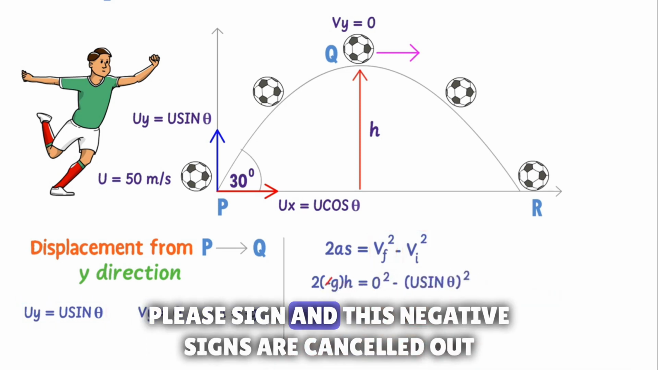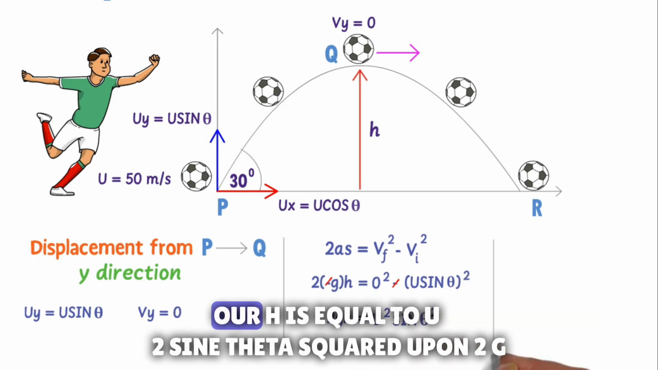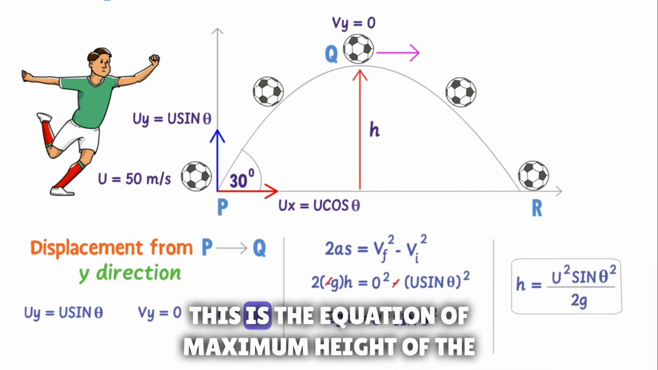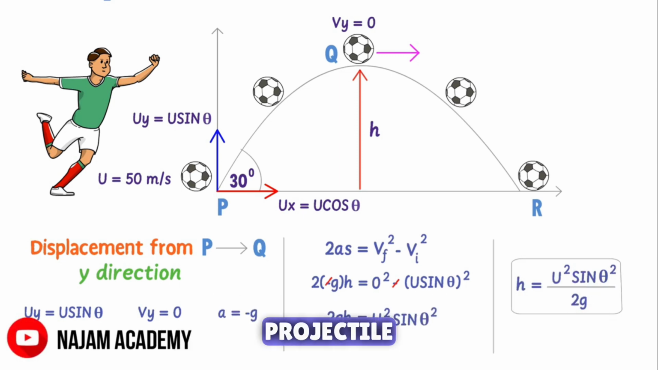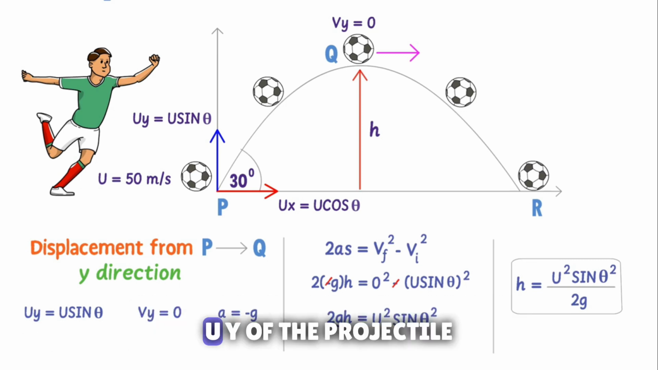This negative sign and this negative sign cancel out. We get 2gh is equal to u squared sin squared theta. Therefore, h is equal to u squared sin squared theta upon 2g. This is the equation of maximum height of the projectile. Remember that it depends upon sin theta and the initial velocity u of the projectile.